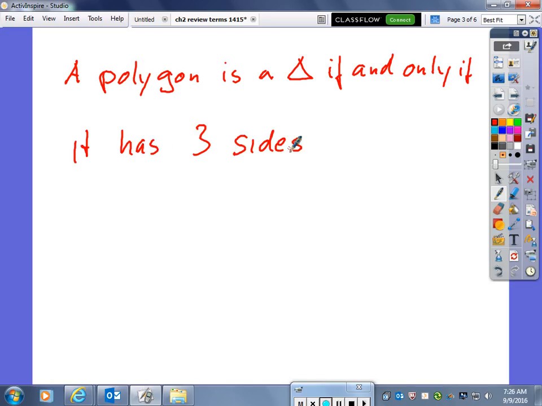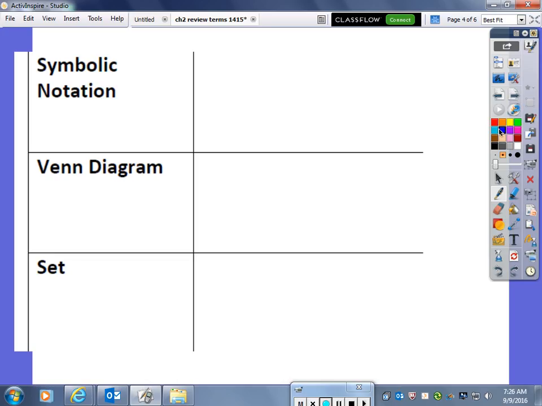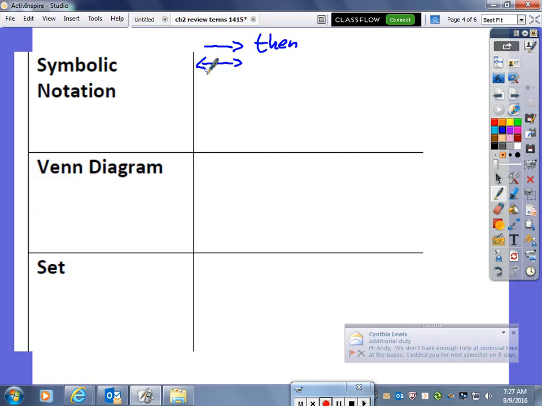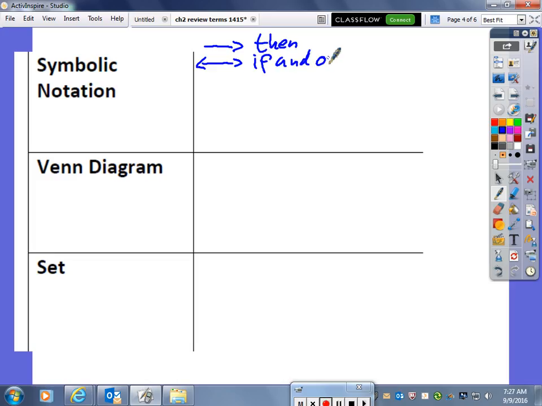And remember, the if and only if we can also abbreviate by writing IFF. Then let's take a look at our symbolic notations and the symbols that we have already used and are using. The arrow in one direction stands for then. Then we have the arrow that goes in both directions, which stands for if and only if, abbreviated by IFF.